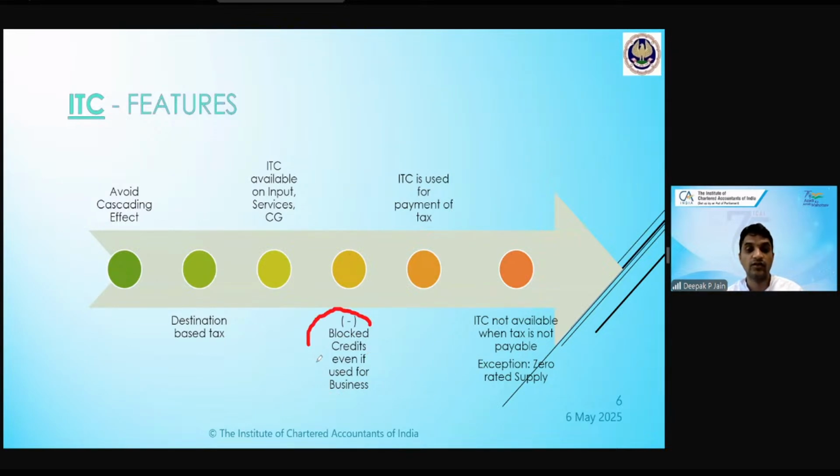Okay. So section, there's no section as such. Yes, there is a section which deals with block credit. Section 17, when we go after 16, we'll see that block credits, even if it is used for business, will be blocked.